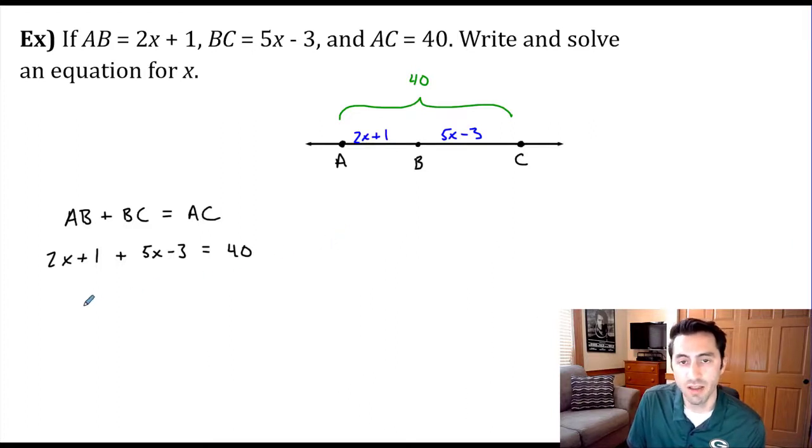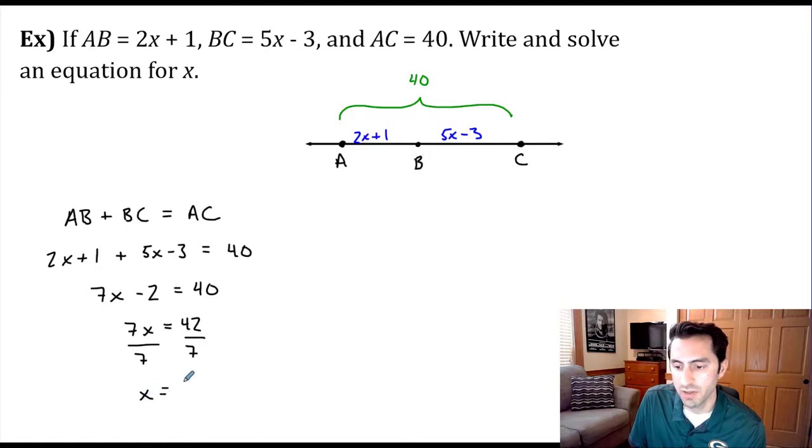So on the left-hand side, let's combine our like terms together. 2x and 5x, that gives me 7x. 1 minus 3, that's going to be minus 2. And then this is still equal to 40. Adding 2 to both sides, we get 7x is equal to 42. And then lastly, dividing both sides by 7, we're going to get our value for x, which is 6.